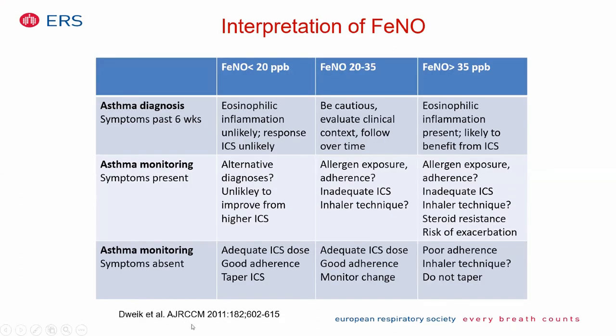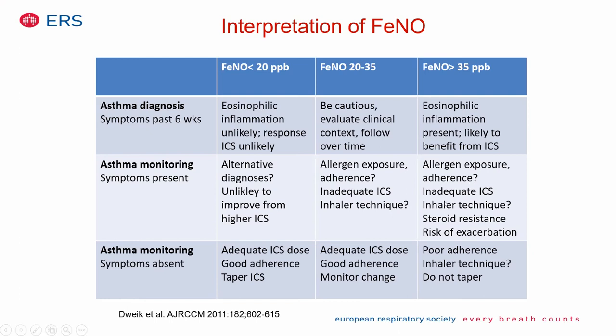In this paper, which is a nice review about the use of FeNO, you can see how you can use FeNO in diagnosis or treatment. As for diagnosis, that's just what we talked about. For monitoring, for instance, if you have a child that has known asthma, still has symptoms, and you have a low NO, well, then you will have to think, could he have something other than asthma? Is it really allergic asthma? And probably if you give him just more steroids, he will not be better.